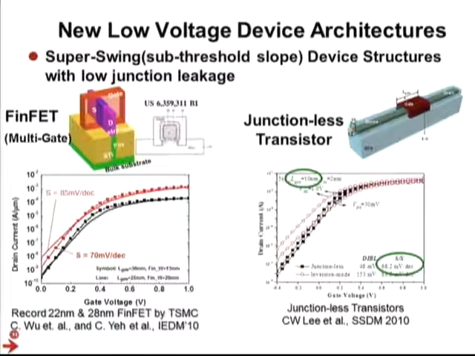FinFET or multi-gate device is an ideal structure with super swing, low junction leakage, and low variability due to multiple gate control and low doping in the channel. We reported 70 millivolt per decade swing in our FinFET paper at last year's IEDM. On the right, a junctionless transistor is also capable of 66 millivolt per decade of swing.